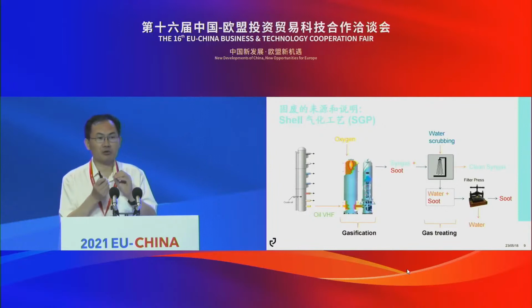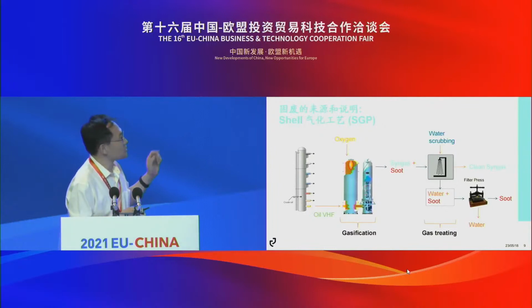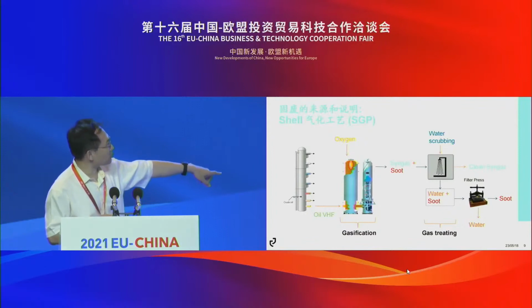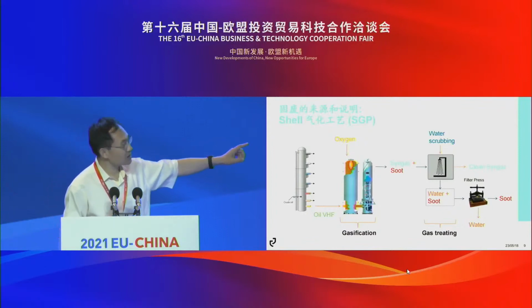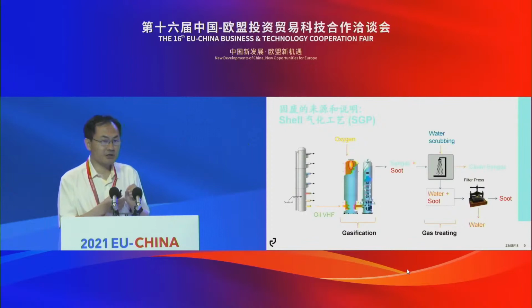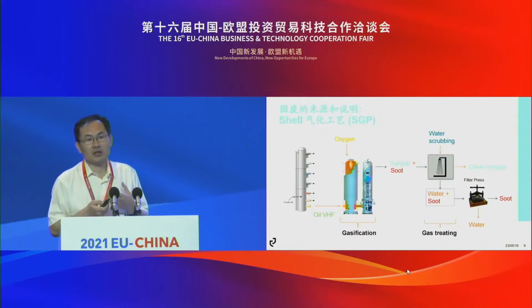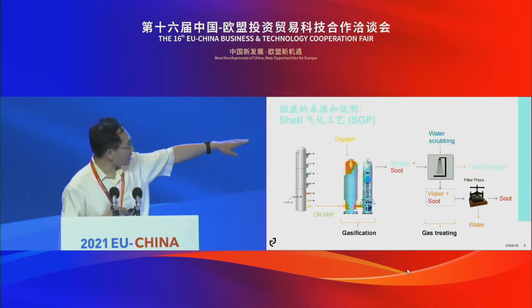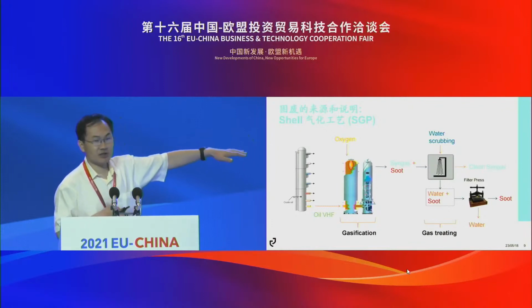After the gasification, it will have a lot of residues of the carbon. This is the main procedure of the gasification. This is the oil, the oxygen, the gasification, the syngas, the water scrubbing, and the clean syngas.